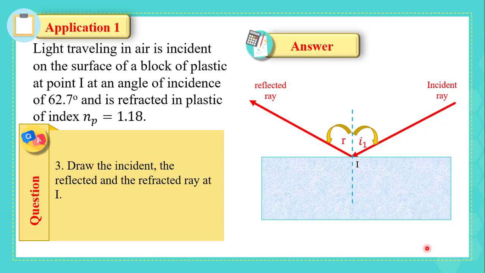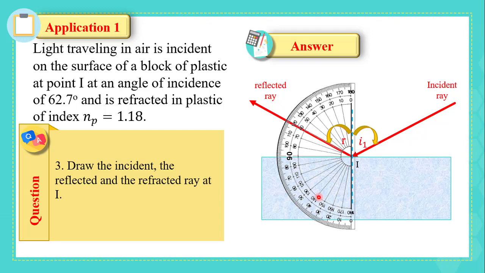Now to draw the refracted ray, we draw it in the part of the medium of refraction which is opposite to the incident ray, which means in this case it is drawn in this part. We have calculated the measure of the angle of refraction and it was obtained to be 48.7 degree. Then using a protractor, we draw the refracted ray.